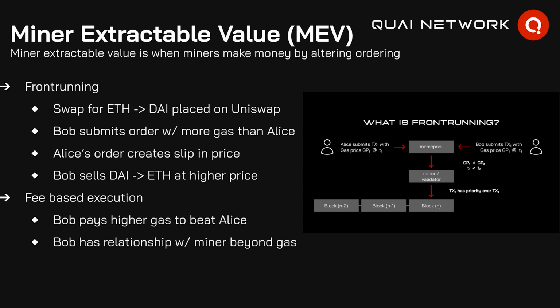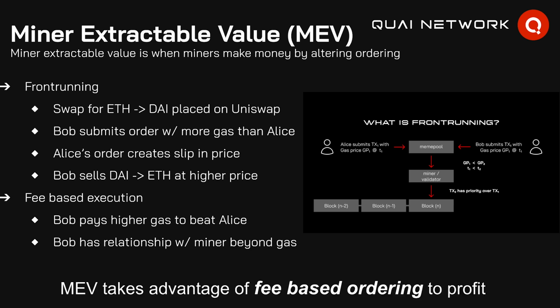And what Bob is trying to do is capitalize on the fact that Alice's order is going to cause slippage. So Bob effectively front-runs Alice's order, buys DAI with ETH at a higher price. He pays that execution fee, but then once he's done that, he can reverse the order against Alice and make money effectively. So MEV takes advantage of the fact that we're using fee-based ordering to profit.